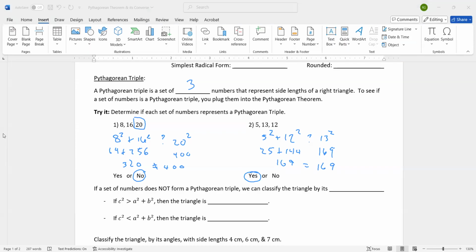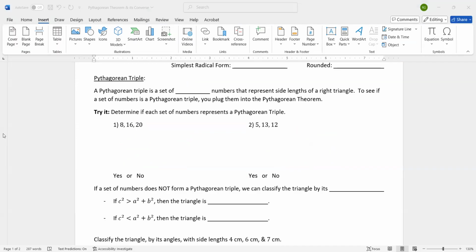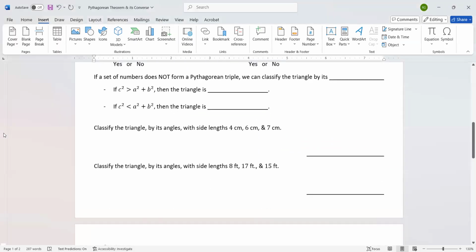Okay, if it is a Pythagorean triple, great. You know it's a right triangle then. But what happens if it's not? If a set of numbers does not represent a Pythagorean triple, we can classify the triangle by its angles. We can actually go a step further. If c squared is bigger, the key thing here is put your larger one on the left. You don't have to, but it does help a lot. If c squared is greater than a squared plus b squared, then the triangle is obtuse. And if c squared is less than a squared plus b squared, then it's acute.